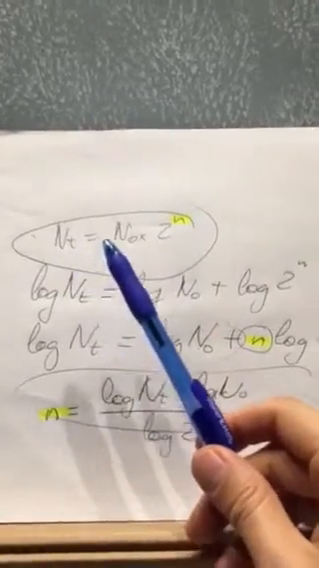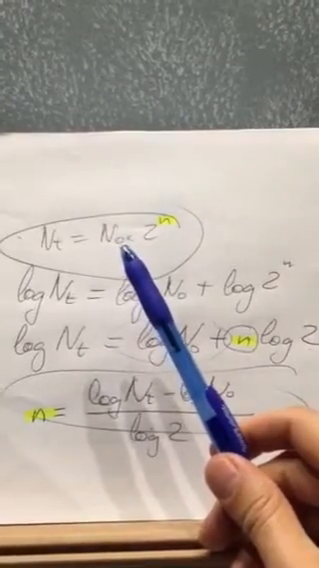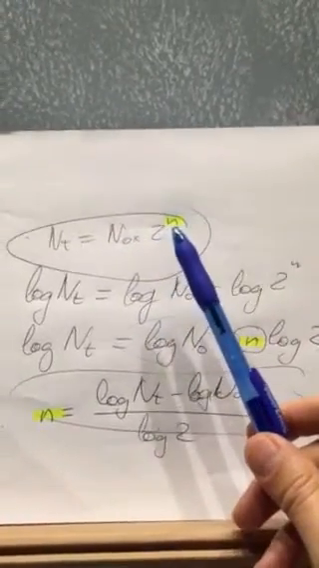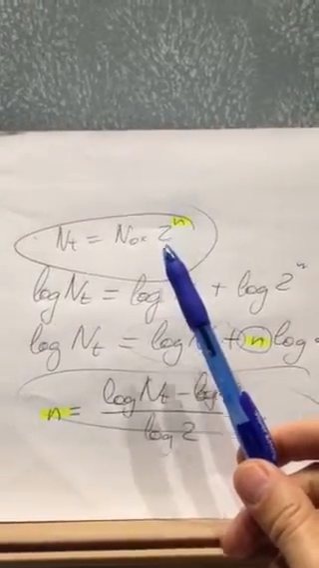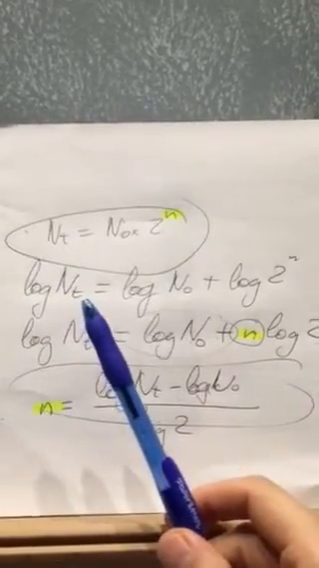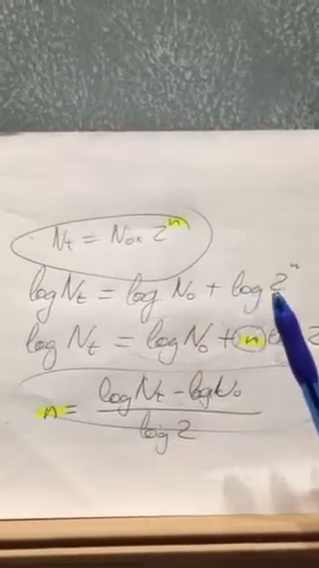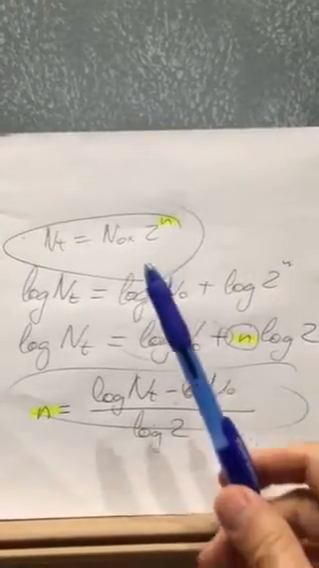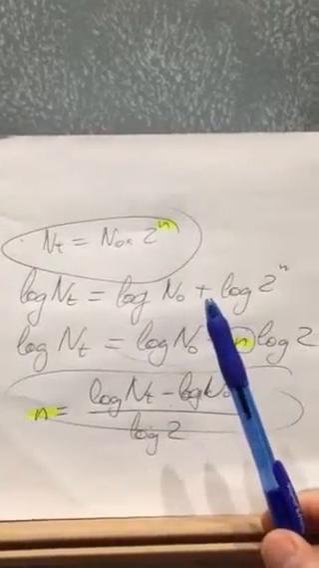Number at a certain time equals the number sub naught, so the beginning, times 2 to the nth power, because it's going to be doubling each time it divides. Now, how are you going to get the n down? You're going to take the log of each side. So log of number at some time equals log of the number at the beginning plus log of 2 to the n. Since they're multiplied here, when you take the log, they'll be added together. Don't ask me how it works. That's just some crazy math.